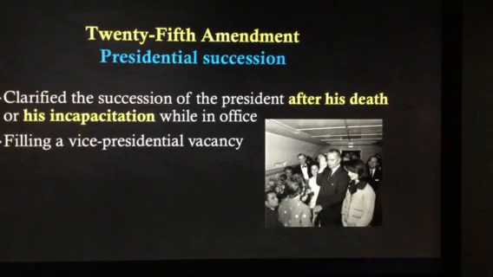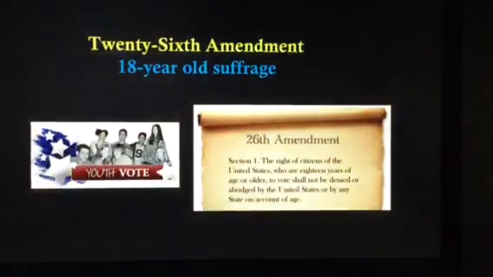25th Amendment, presidential succession. 26th Amendment, early 1970s, 18-year-olds have the right to vote. It's a pretty short amendment. The right of citizens of the United States who are 18 years of age or older to vote shall not be denied or abridged by the United States or by any state on account of age. So this gives youth the right to vote. Youth vote, 18-year-old suffrage, 26th Amendment.